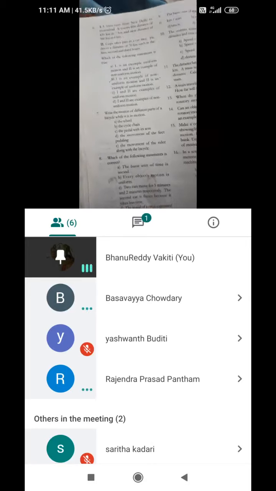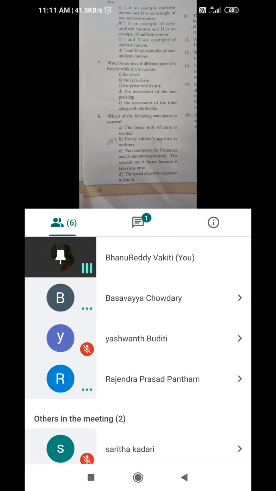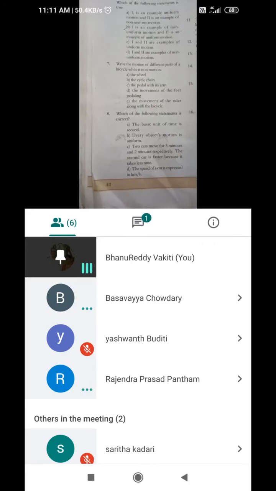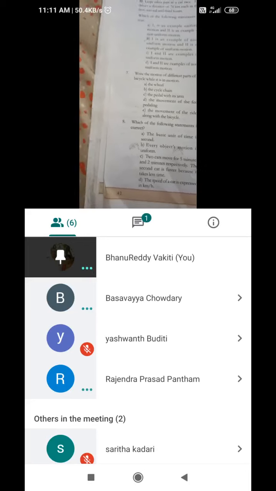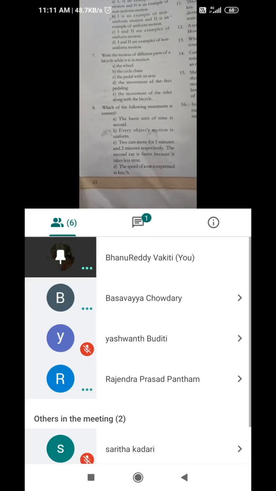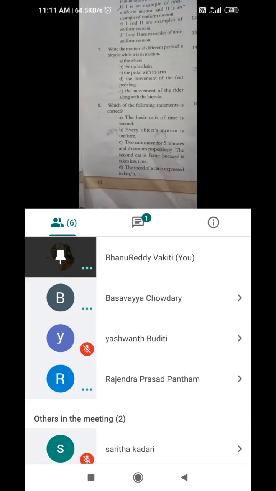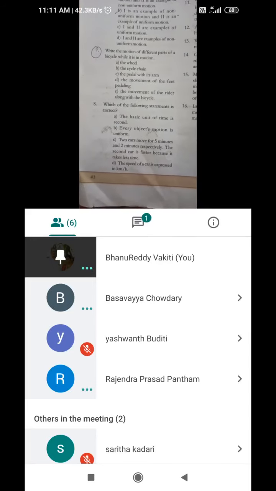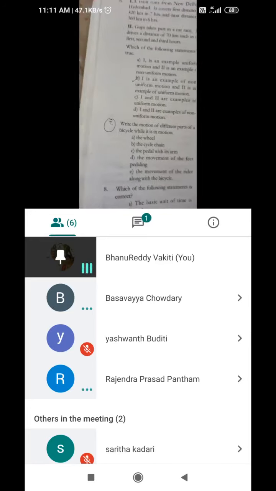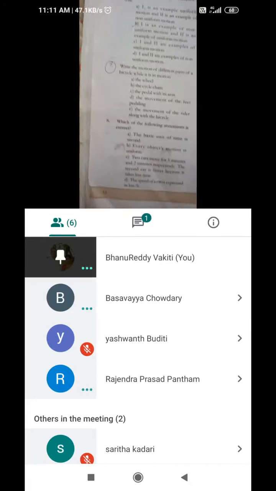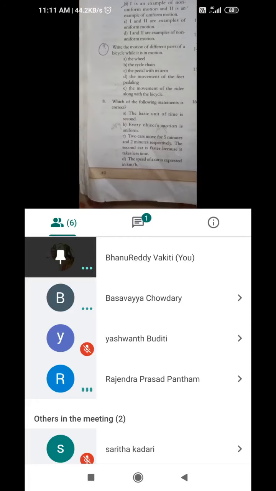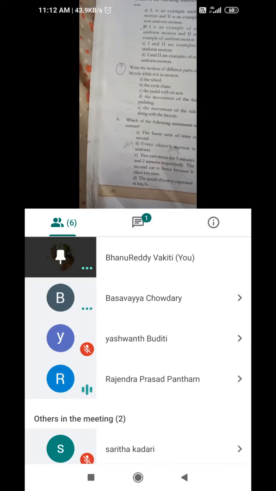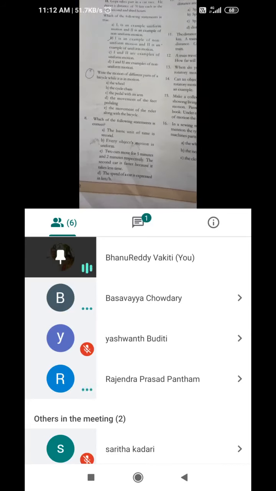Next, the seventh one: write the motion of different parts of a bicycle while it is in motion. So write the motions of different parts. Dharani, so here the wheel. Sixth one is done, seventh one you write. You can understand that by seeing, no need to copy all this. From the textbook only you can get this. And the seventh one you write in your notebooks.